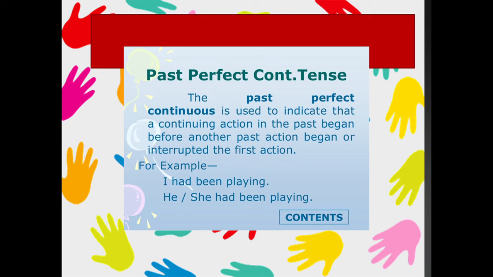Past perfect continuous tense. The past perfect continuous is used to indicate that a continuing action in the past began before another past action began or interrupted the first action. For example, I had been playing all day. She had been playing.